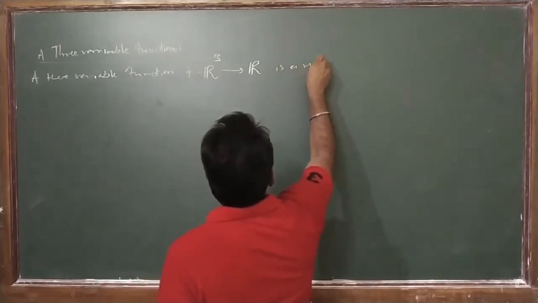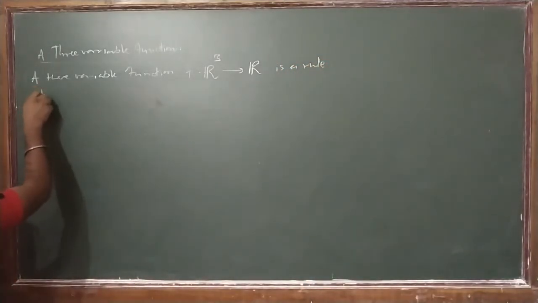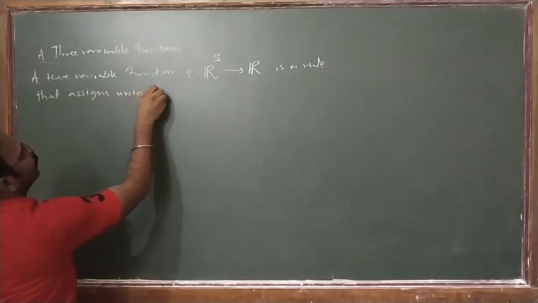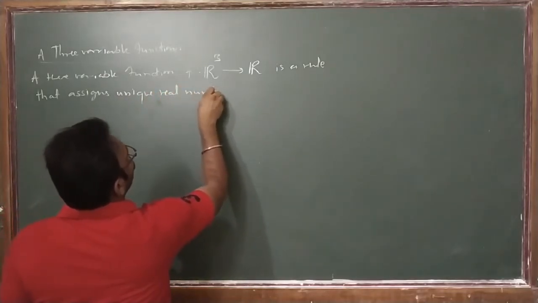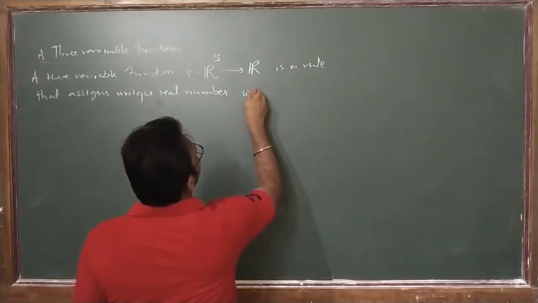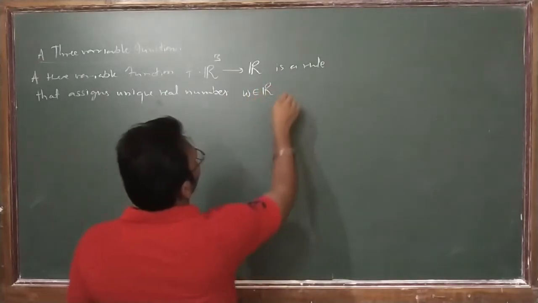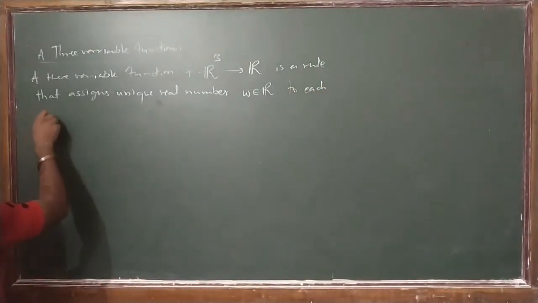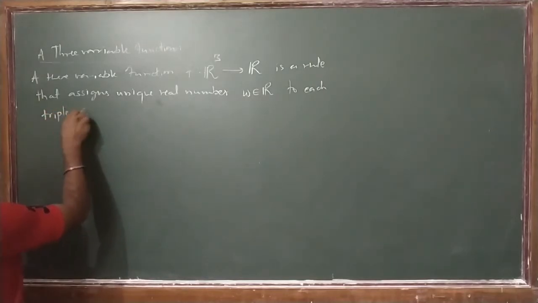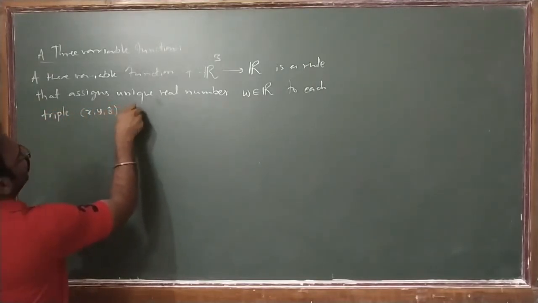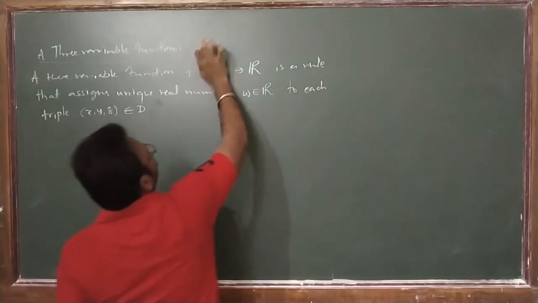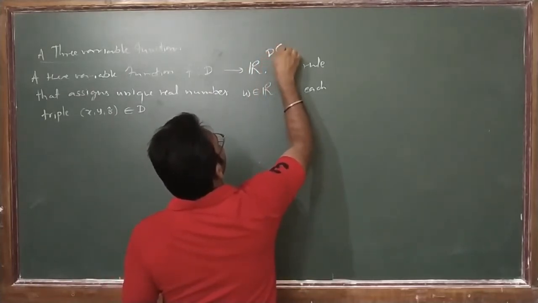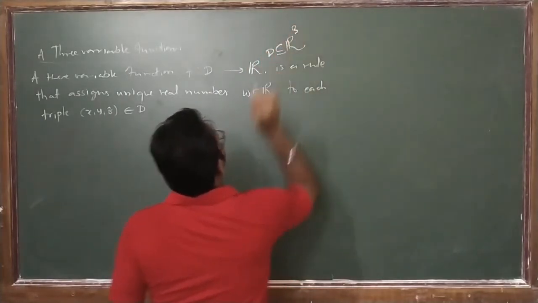It is a rule that assigns a unique real number w in R to each ordered triple x, y, z in the domain D. So let us say this f is a function from D to R, where D is a subset of R3.